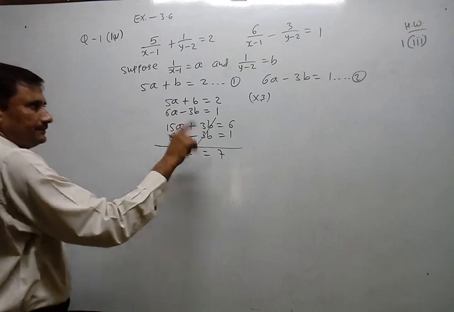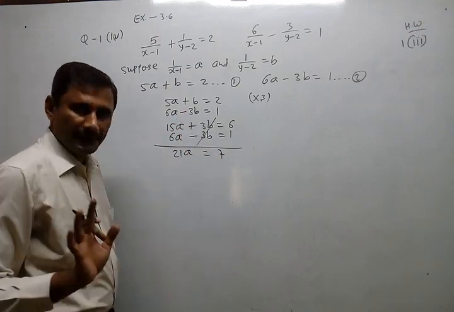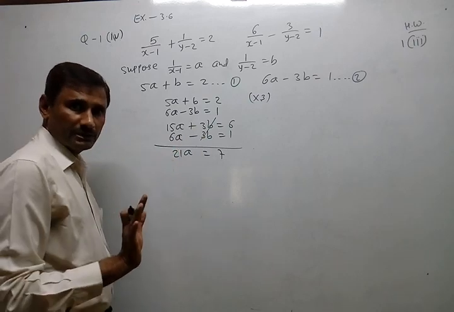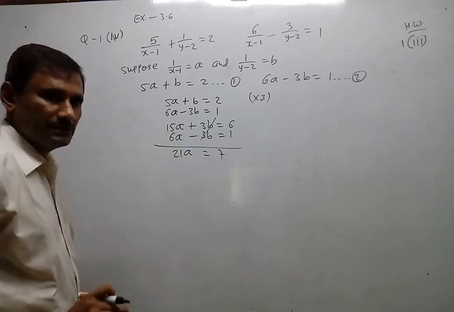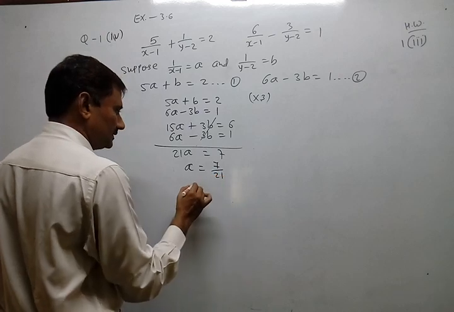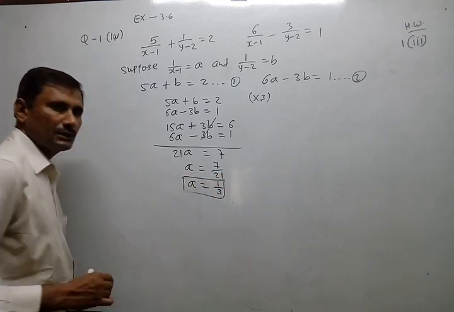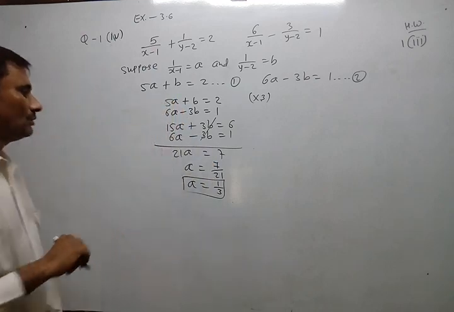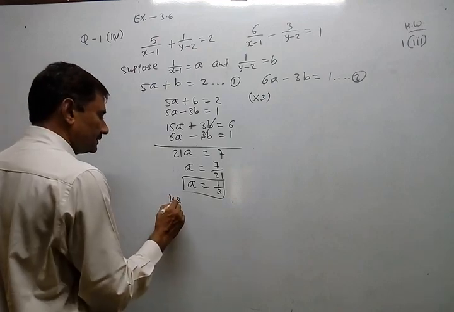Okay. No need to subtract. By addition only they are eliminated. Not every time do you make the sign opposite in the second equation. When signs are already opposite, no need of it. So a becomes 7 upon 21. So a equal to 1 upon 3. This is a, not x. Now, either use the first or second. So I am using the first one only.